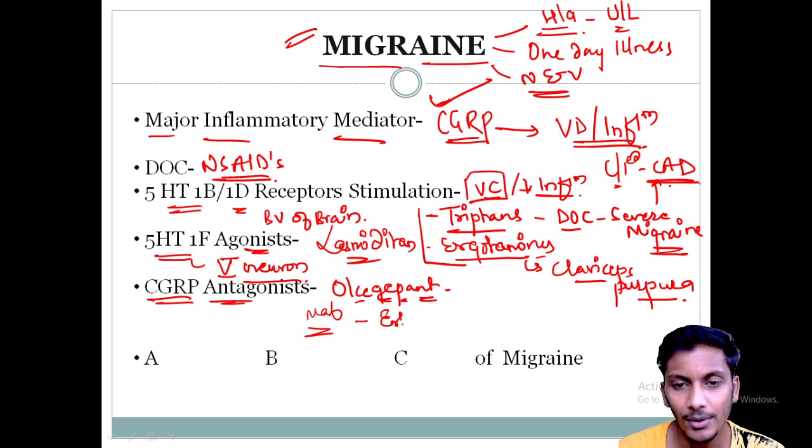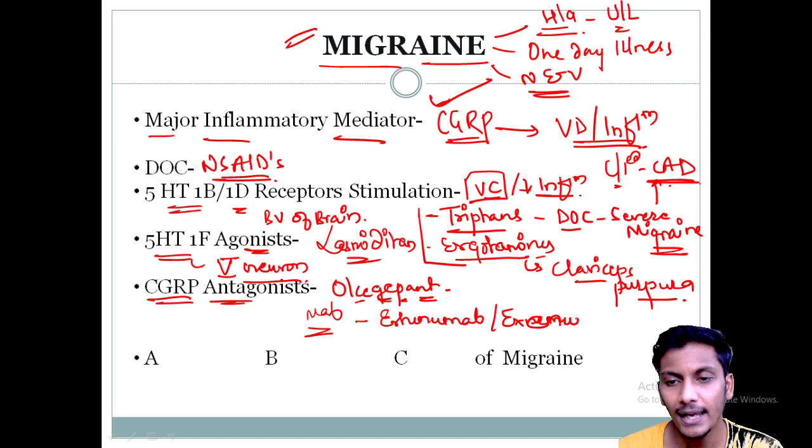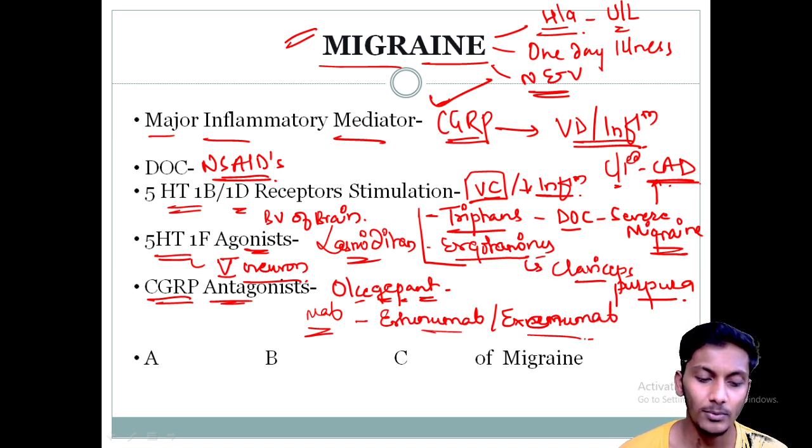So remember the names: eltunumab and exenumab. Please remember the monoclonal antibodies which act against CGRP are eltunumab and exenumab. Important one.